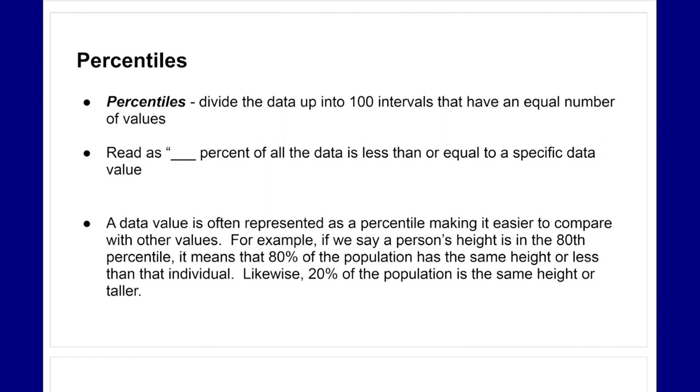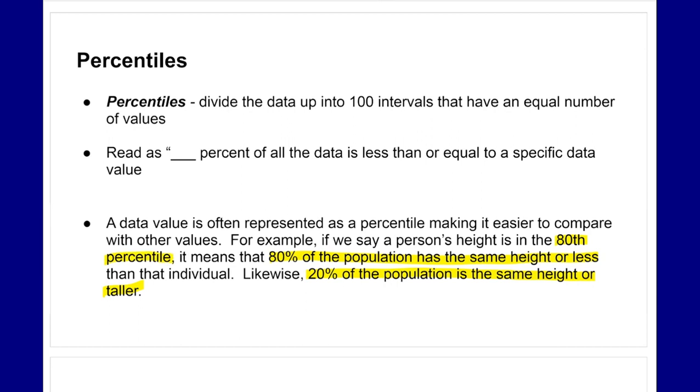For example, a data value is often represented as a percentile, making it easier to compare with other values. So we might say a person's height is in the 80th percentile. That means that 80% of the population has the same height or less than that individual. Likewise, 20% of the population would have the same height or be taller. So 20% is the same height or taller, and 80% has the same height or less. We're talking about the 80th percentile.